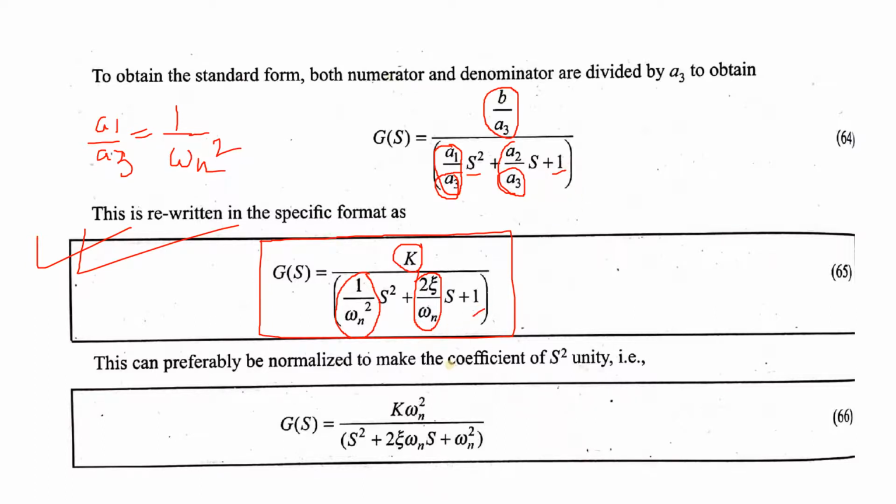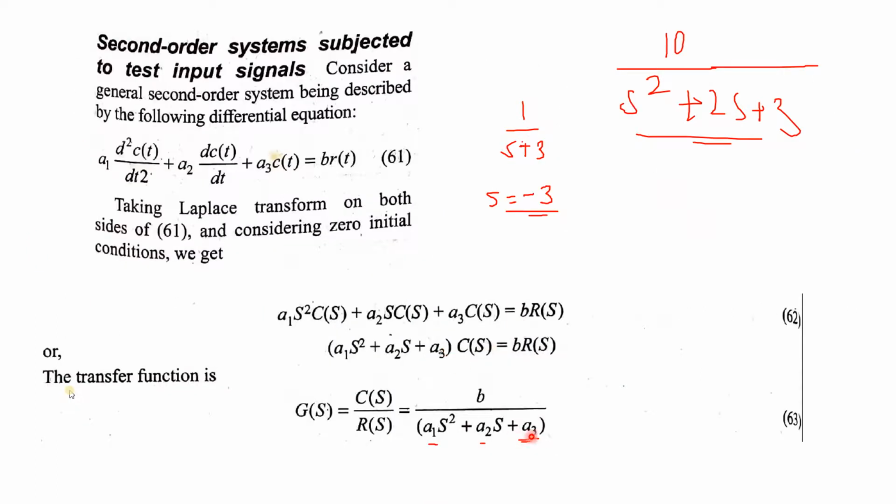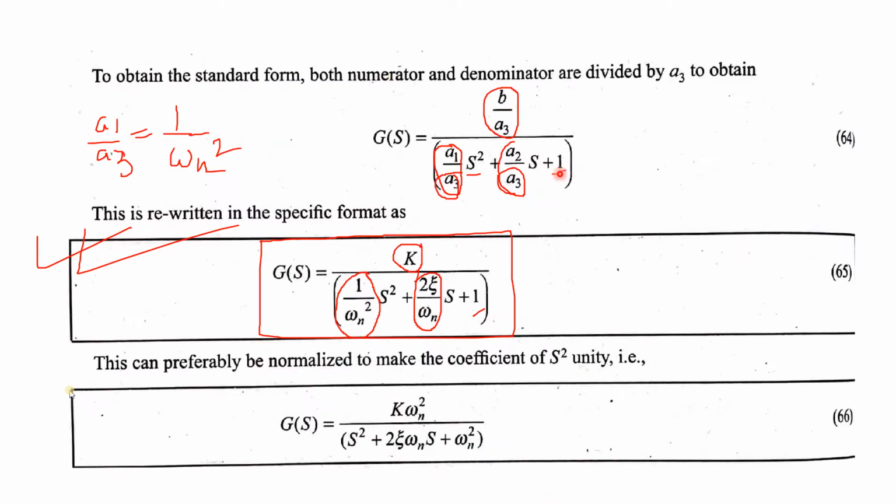Okay, 2 eta by omega n, and 1 is as it is. Now this omega n and eta have some names, which I will come to in the next slide. This can be normalized to make the coefficient of s square unity. First of all, our target will be to make the last term 1. Whatever value is there, if it is 100, 10, 25, we will divide the numerator and denominator by that value so that it becomes 1.